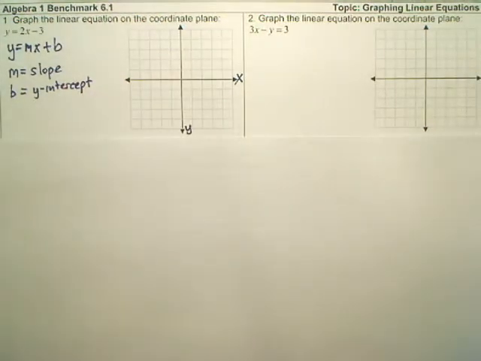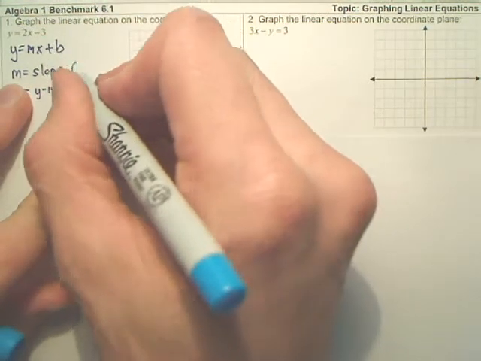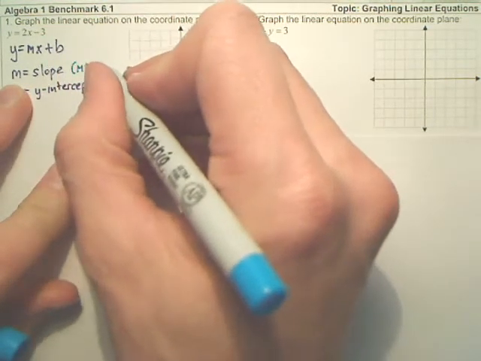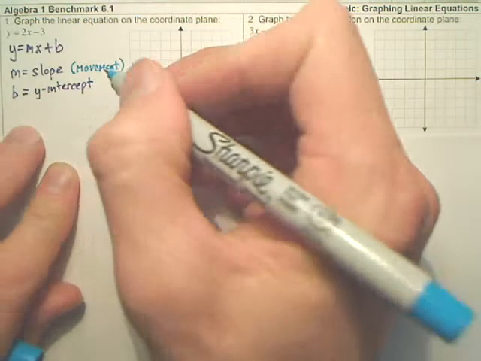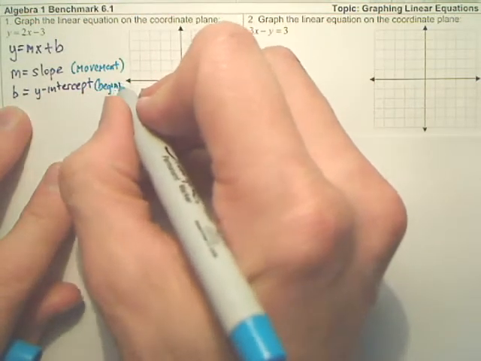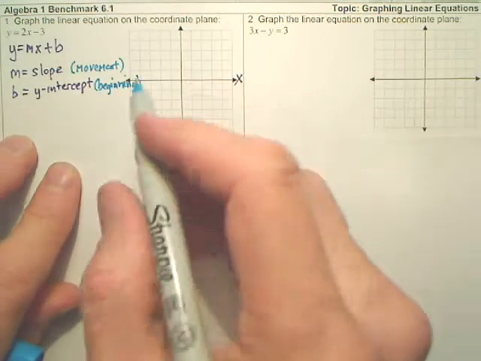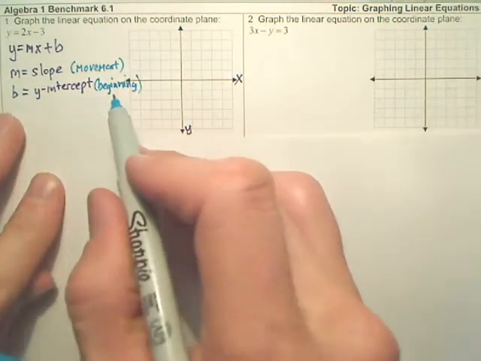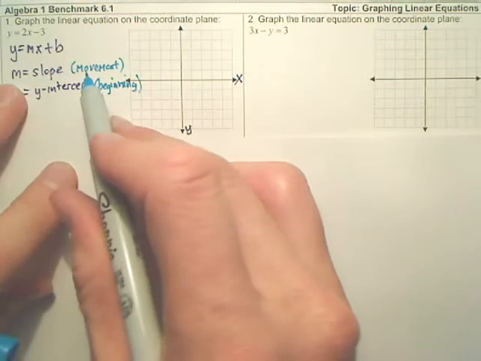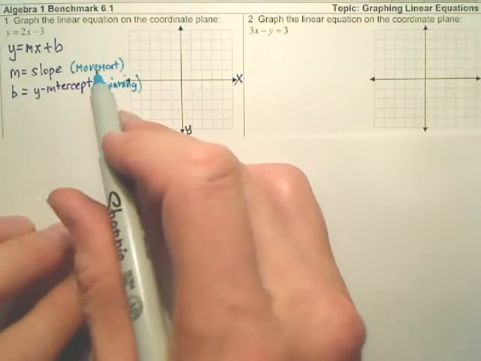Now, the words I use for slope, since it's a letter M, do you understand slope is your movement, and B is your beginning? Hopefully you remember this. B, your y-intercept, is your beginning. M for movement. It's basically a set of where you begin and where you move.